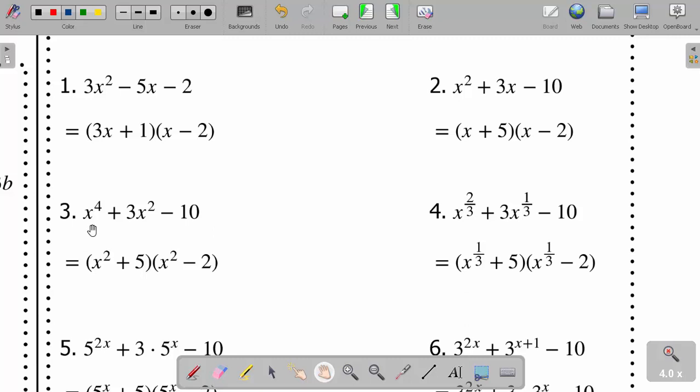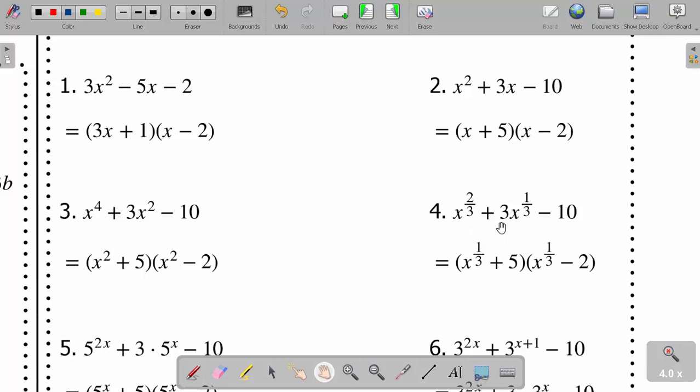Another example here is x^4 + 3x^2 - 10. In this case, I'm going to look for two numbers, again two factors, that multiply to get negative 10 and add to get positive 3. Now this is x to the power 4, this is 3x squared, but this is a constant here. So I'm going to have x squared times x squared here, and then positive 5 and minus 2 still, because positive 5 plus negative 2 gives me positive 3, and positive 5 times negative 2 gives me negative 10. Hope we are together.